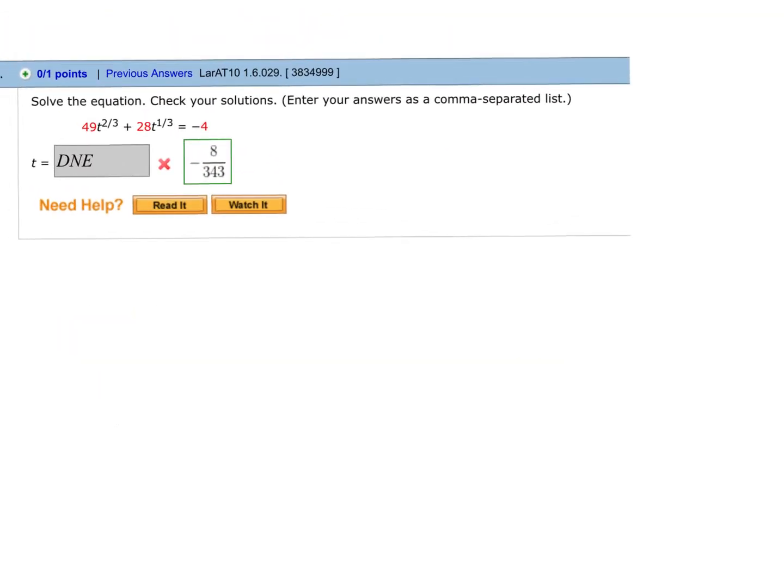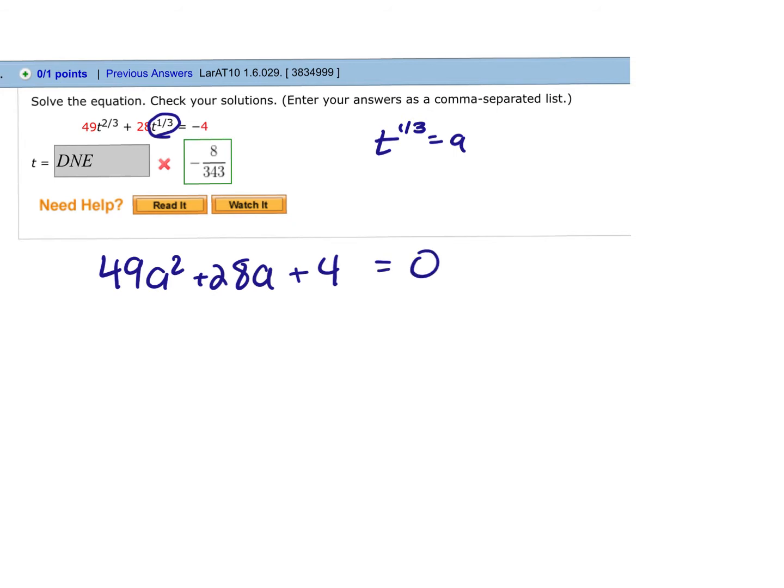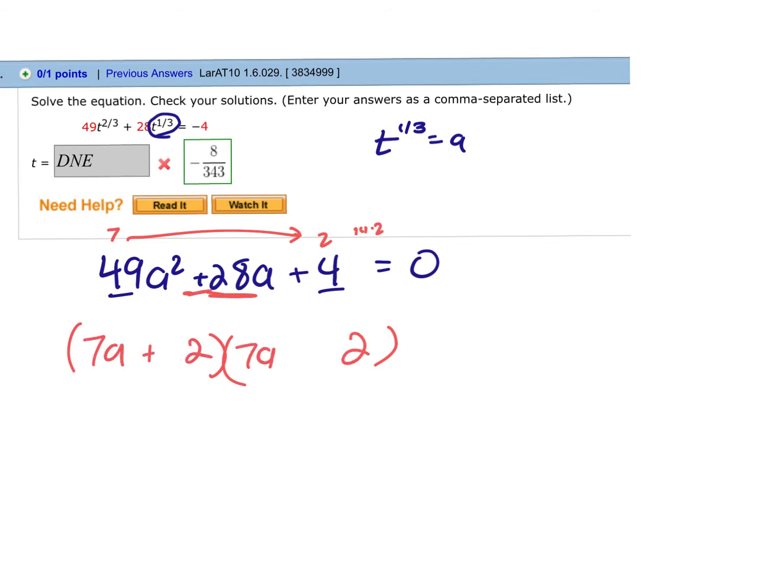All right, this one, so I want to take this and substitute it in. So t to the 1/3 equals a. 49a squared plus 28a, and then add the 4. So this is actually, because these are both perfect squares, I would test to see if it's a perfect square. So this would be 7 and this would be 2, double the product, which is 14, and it equals the middle. So I can do square root, square root, square root, square root, and then the sign from the middle.